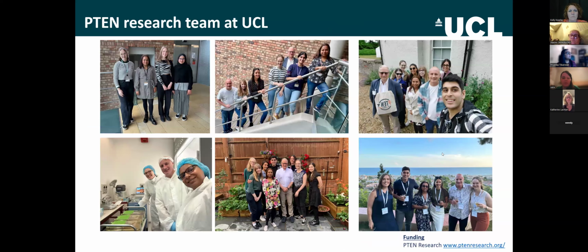I'm just going to leave pictures of us at UCL. We're funded by PTEN Research at UCL, and that's the team over the years. Ellie, for a while, joined our team in Barcelona, so that was quite nice. But I think, Kelly, if it's okay, I'll finish here because I don't want to keep people for longer. It's brilliant. Thank you so much, Priyanka. No, it was my pleasure.